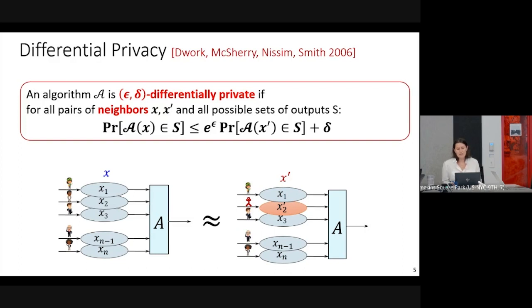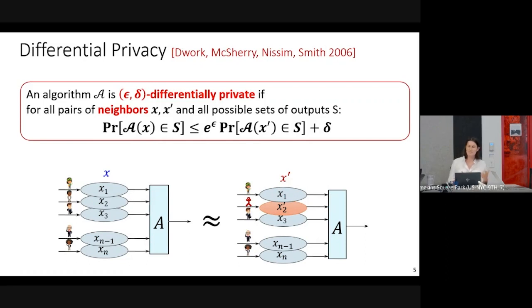So epsilon and delta parameterize how much privacy you're losing by doing the computation. And so a larger epsilon and delta means that you're losing more privacy, and a smaller epsilon and delta gives you higher privacy. For typical values, you can think of epsilon being close to 1, depending on what circles you're in, and delta being small, like less than 1 over n, like 1 in a million or something.